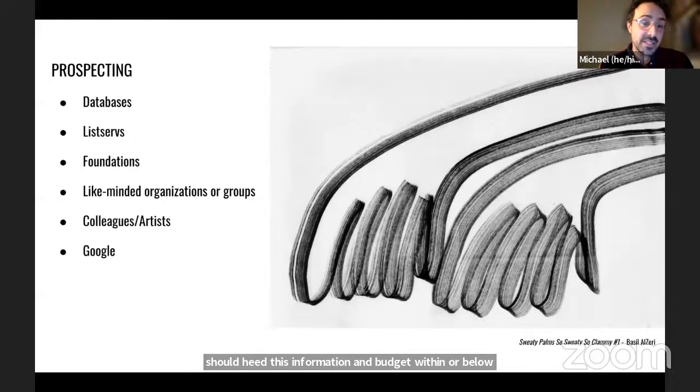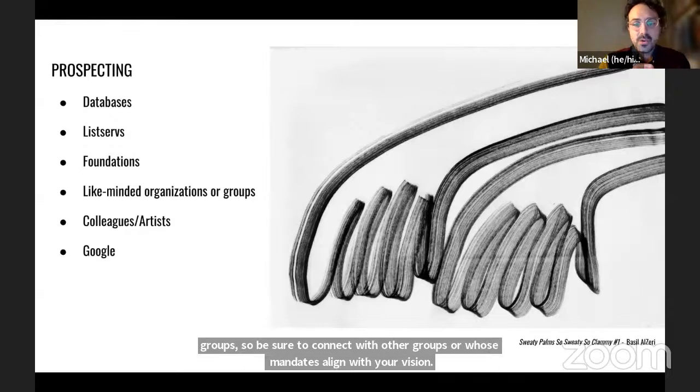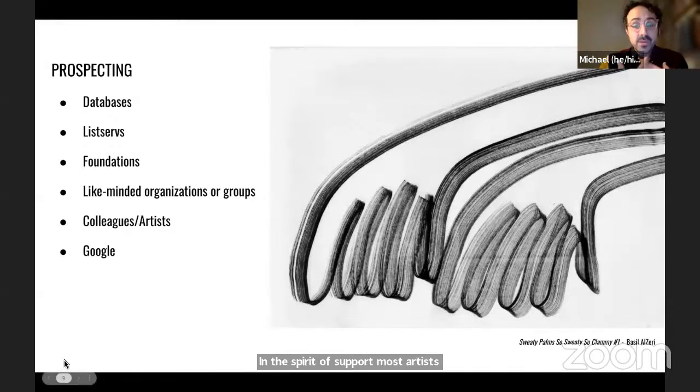In addition to foundations, like-minded organizations or groups. So be sure to connect with other groups or orgs whose mandates align with your vision. In the spirit of support, most artists and organizations disclose their primary funding sources on their websites. Often that's required as a requisite for a successful grant, and they'll happily share with like-minded artists or orgs which grants they pursue.